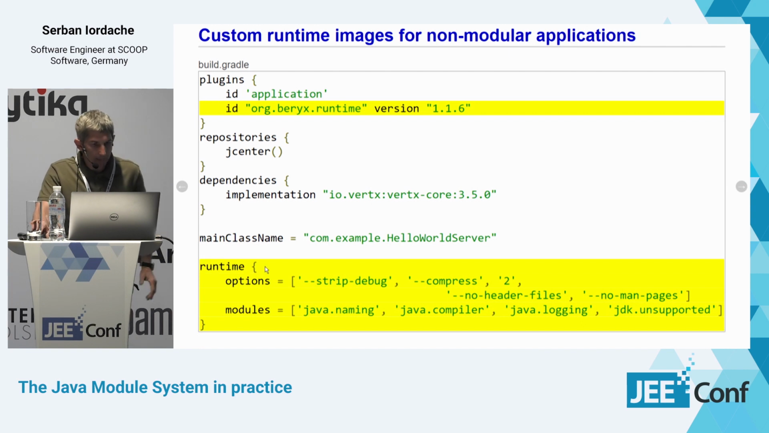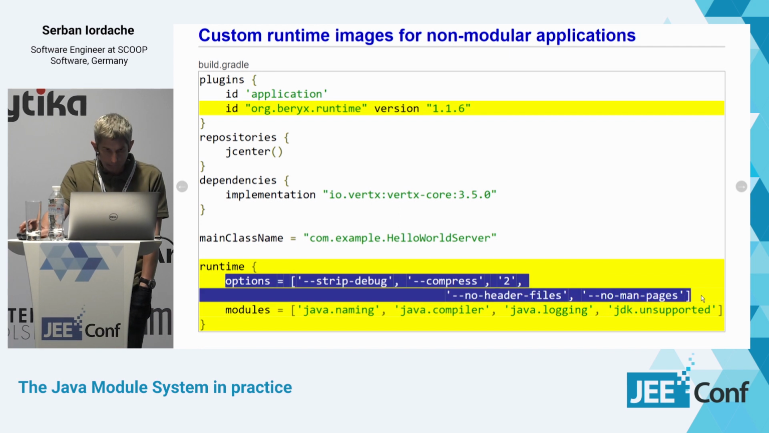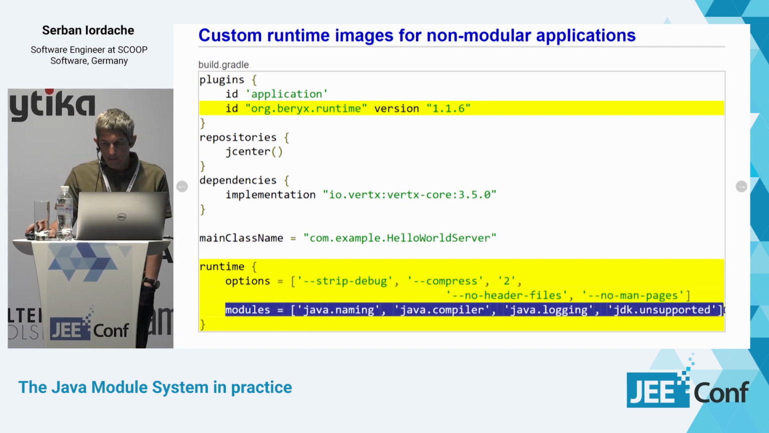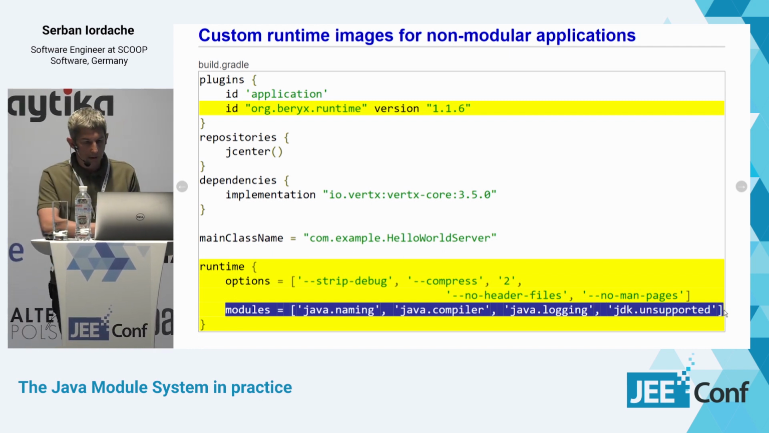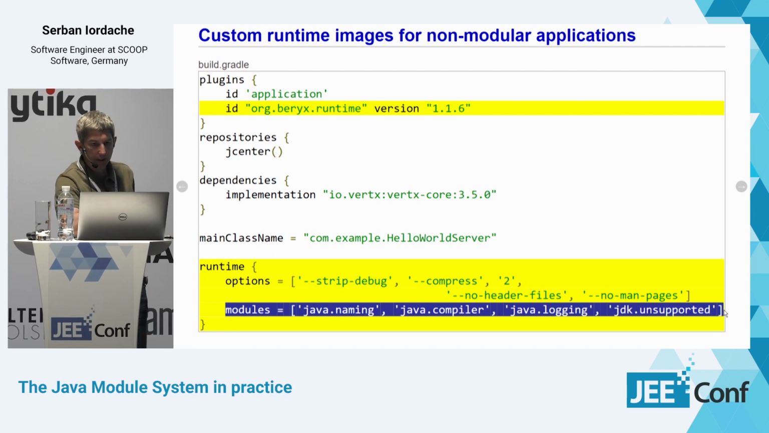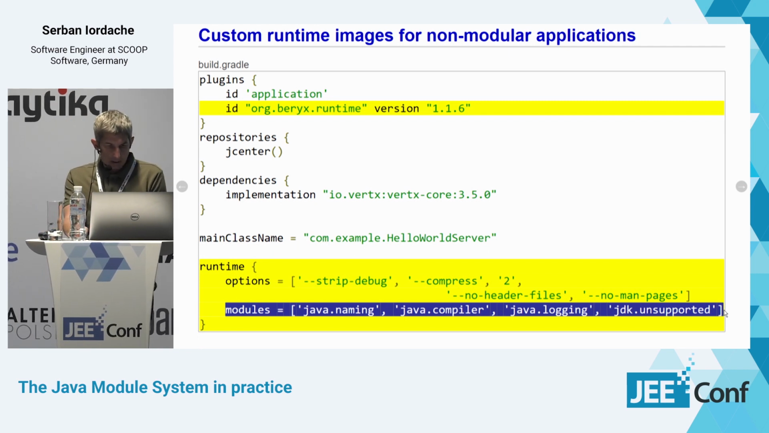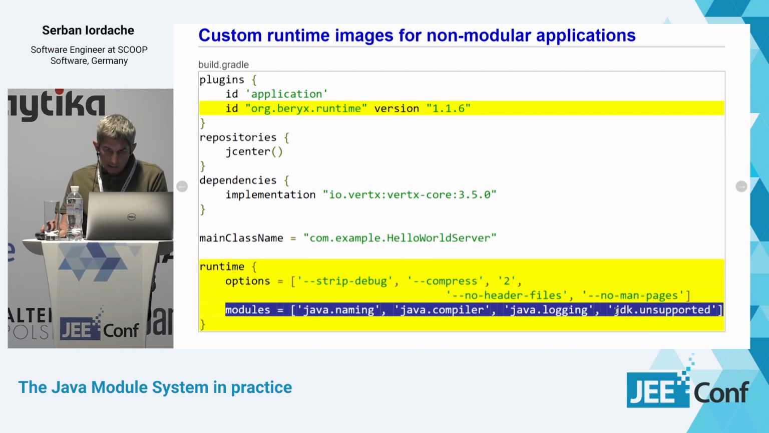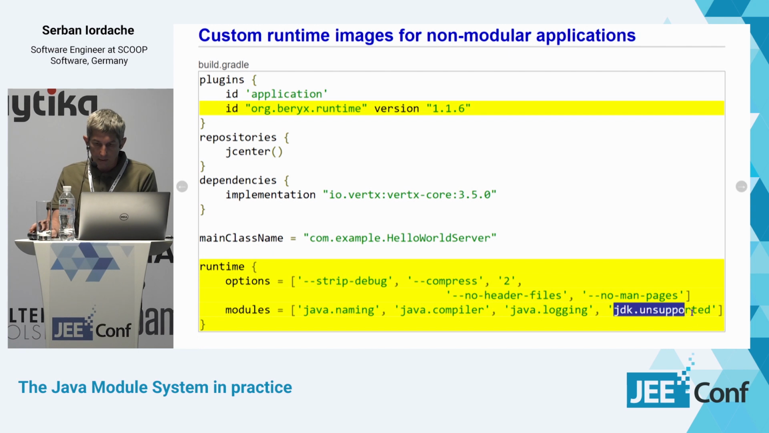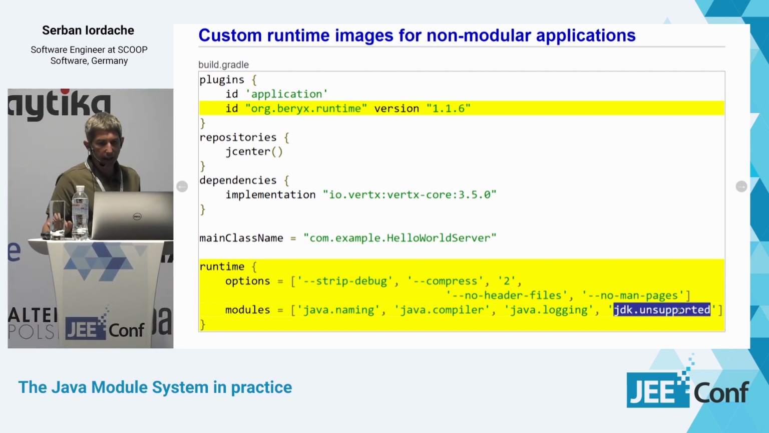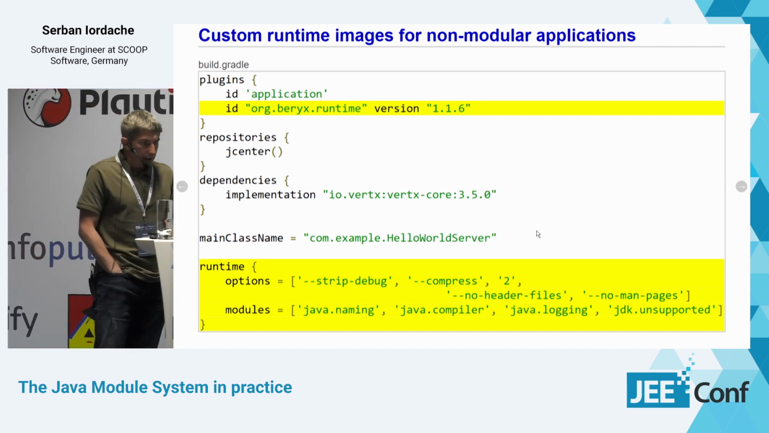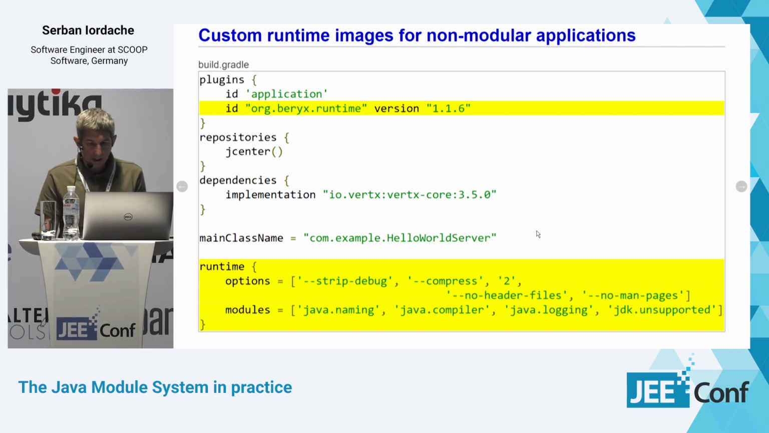The plugin provides this runtime block where you can configure options for the JLink tool, and you can also provide the list of modules required by your application. Most of the time, it's not necessary to provide this list of modules because the plugin can figure out by itself what to put here. In our case, we used here again this web application with Vert.x, and in this case, the plugin is not able to detect that we need the jdk.unsupported module. This was needed because of this sun.misc.Unsafe class used by Netty common. So, as you see, we have the possibility to also create custom runtime images for non-modular applications.